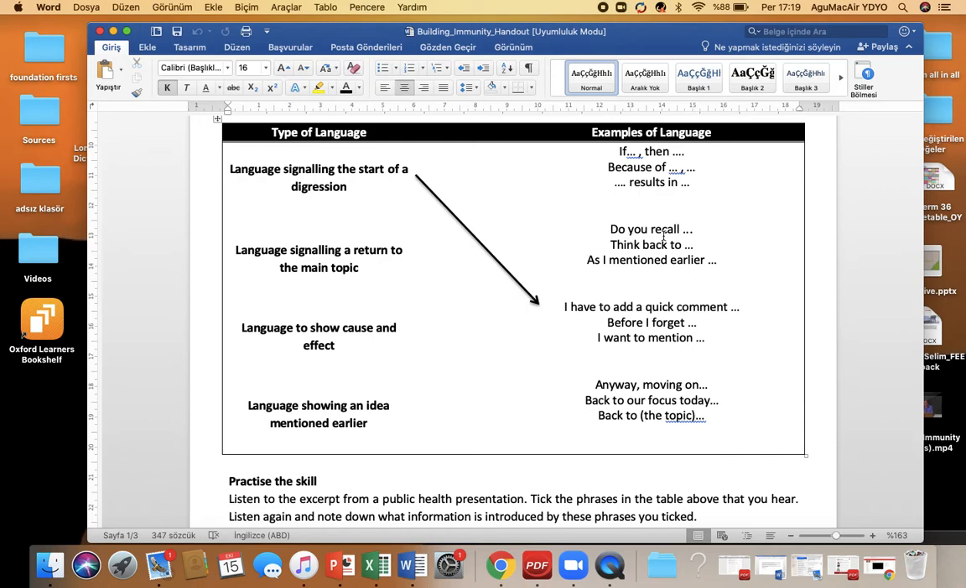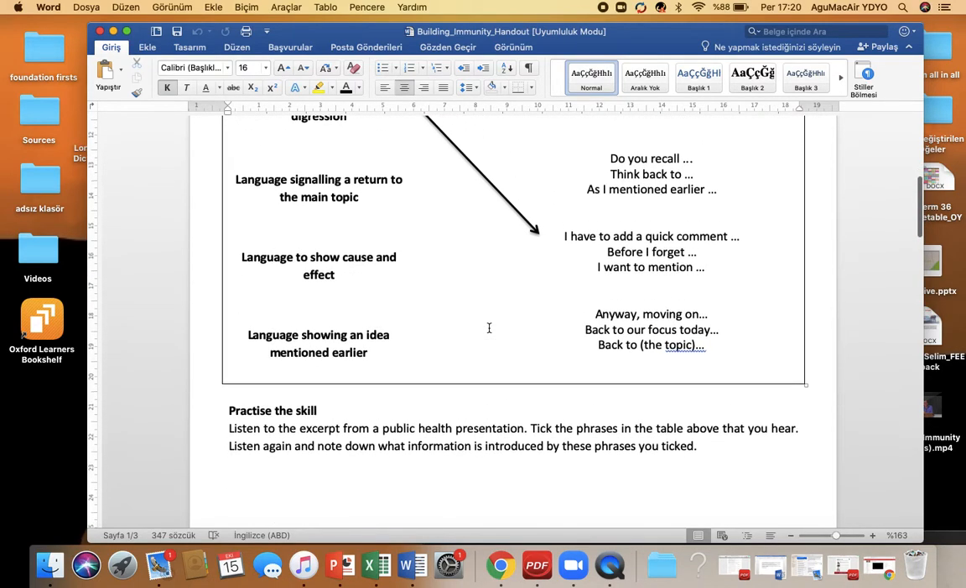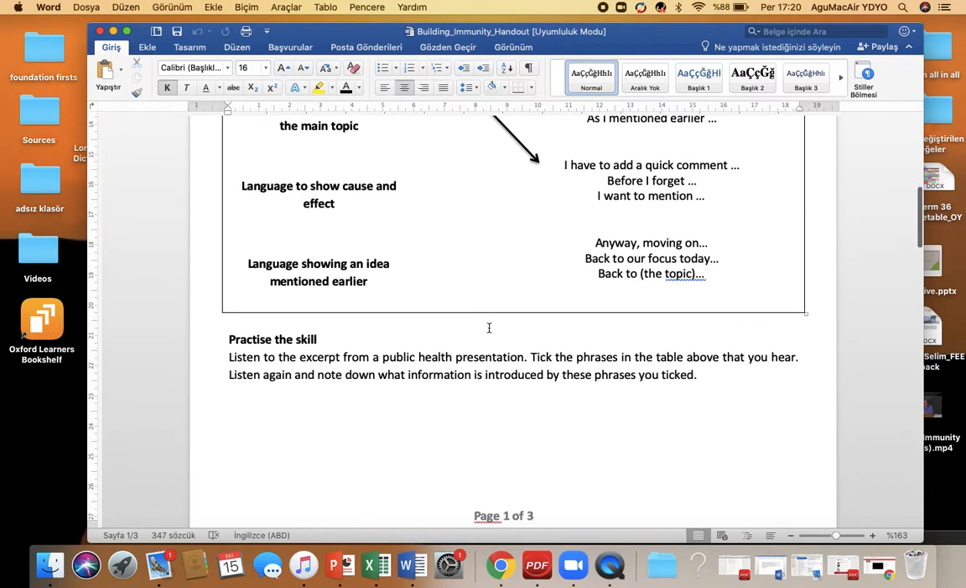And do you recall? Think back to as mentioned earlier. So which one is it? And the other one, anyway. Moving on, back to our focus today, back to blah blah. So which one is it? You need to match them, right? It's important to do that before listening to the lecture, because if you want to understand the lecture better, you need to know the phrases.